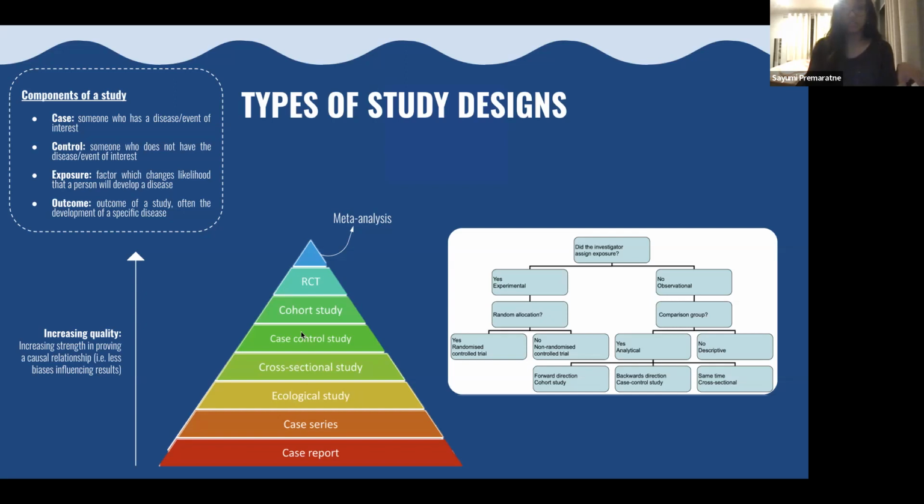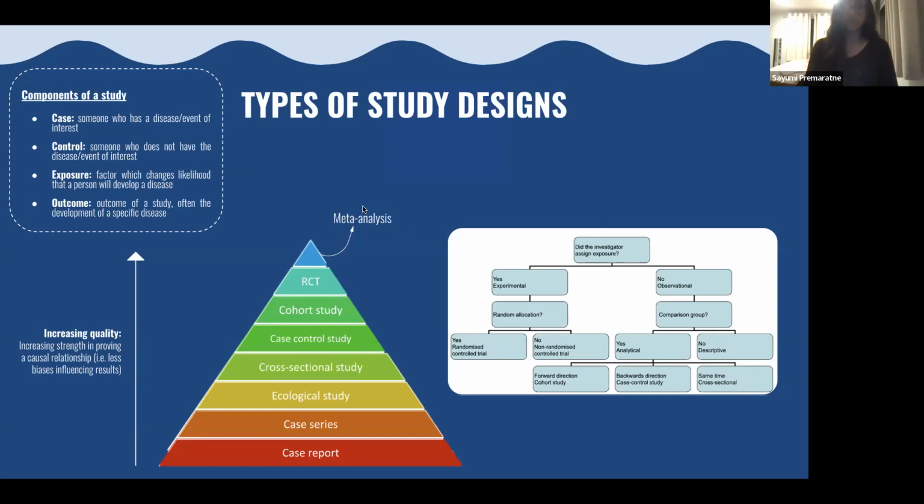Then the next 3, which are the green ones, these are the analytical studies. They get a little bit more reliable, a little bit less external factors influencing your results. And then you have your RCTs. Your RCTs are the ones where we've assigned our exposure and we've also got random allocation. And then at the very top, we have meta-analyses.